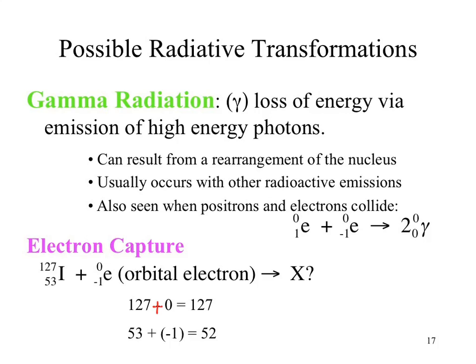So we take 127 plus our 0 mass for our electron, and we get 127. When we go through to look at the atomic number, 53 was our iodine. We will now add our electron. Our electron has what charge? -1. When we add a -1 to our number, our atomic number drops and we get to 52. We end up with tellurium.